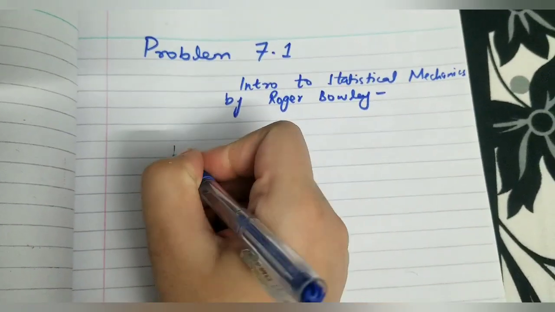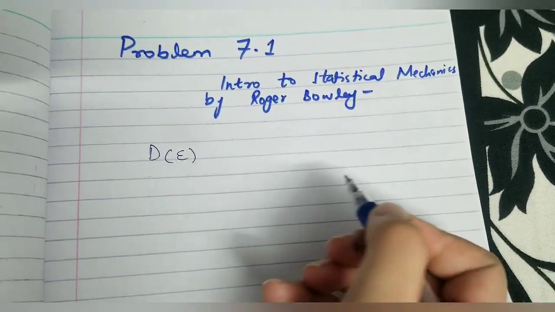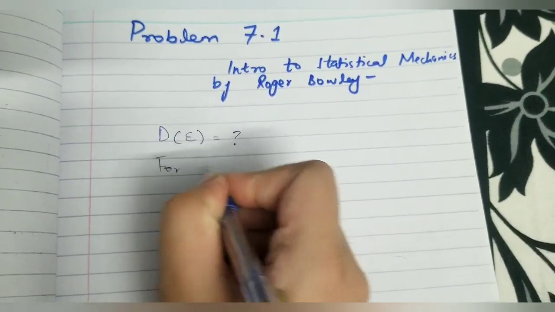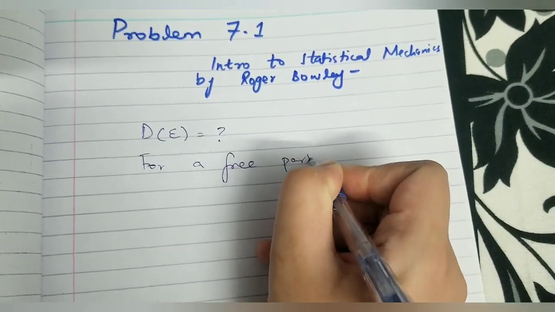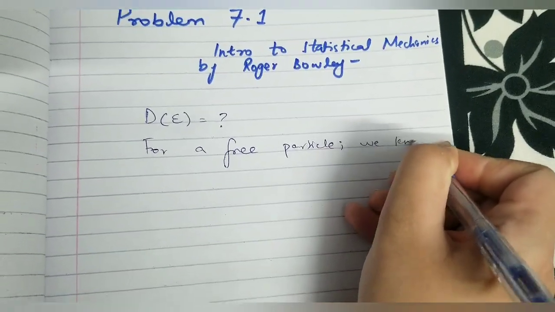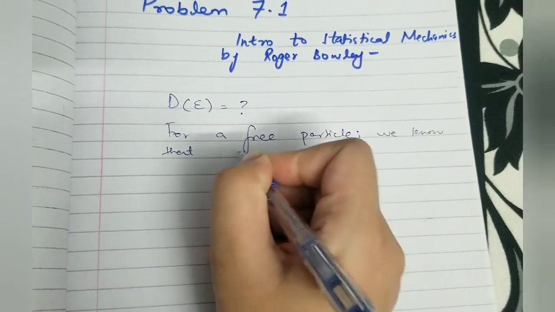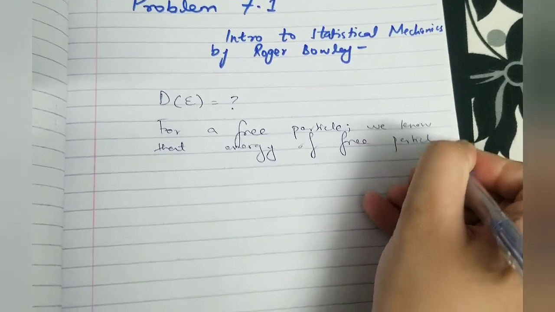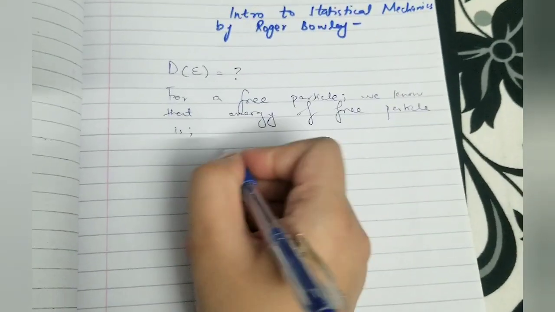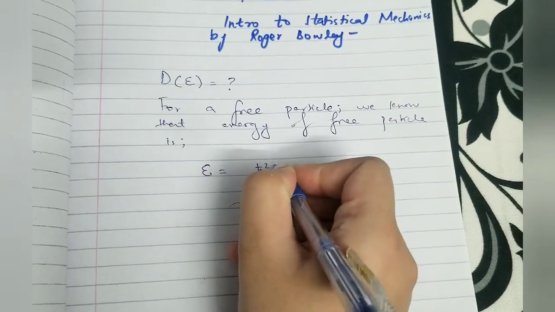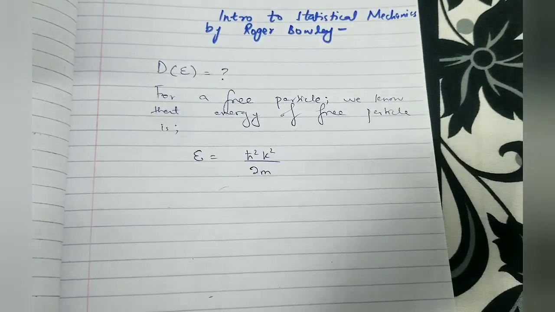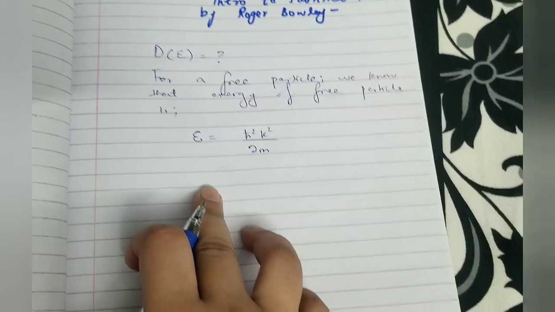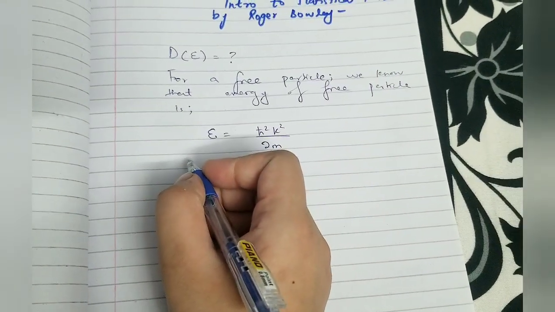We need to calculate density of states in energy, which means D of E. D as a function of E needs to be calculated for a free particle. We know that the energy of a free particle is h cut square k square by 2m. Here k is the wave vector.